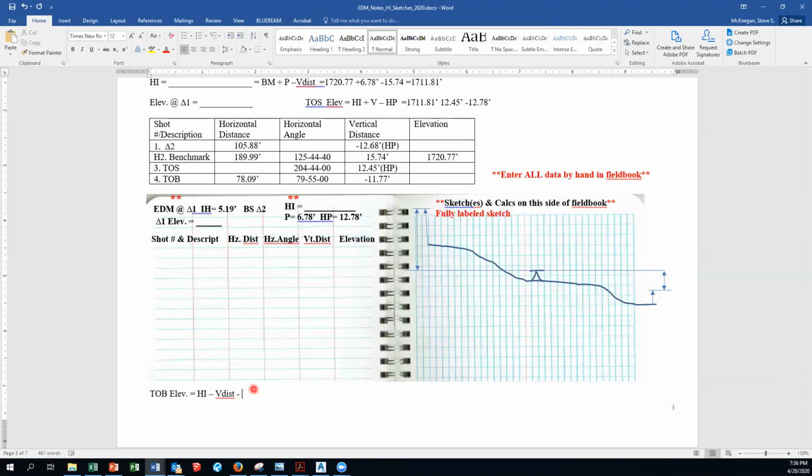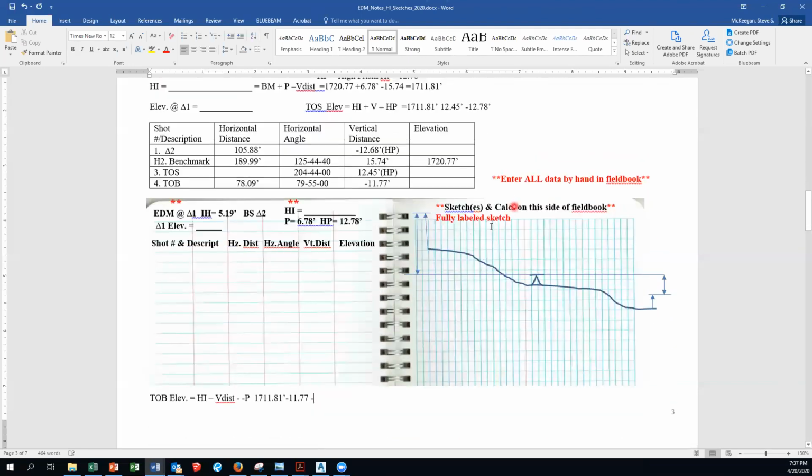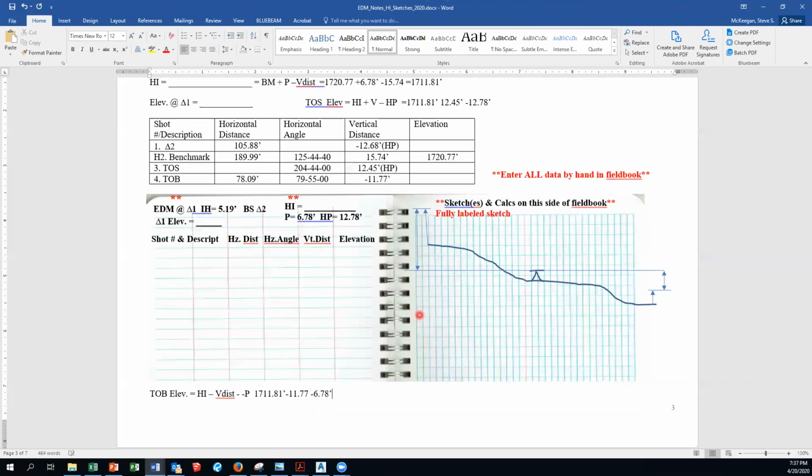Is it a high prism? No, is it a high prism? Oh, no, it isn't. No. So it's minus P. So that's 1711.81 feet minus 11.77. It's not minus a minus, it's just minus that downhill shot, that downhill vertical distance, minus my prism height, which is 6.78. And whatever that equals.